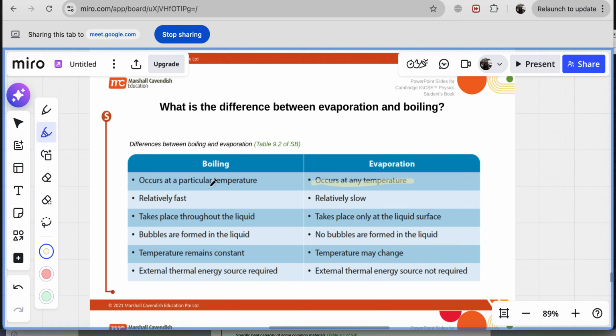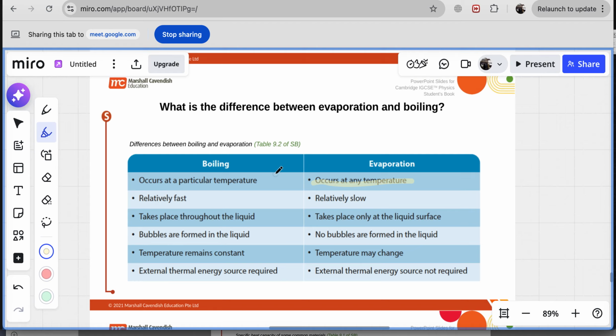But boiling, a pure substance boils at a specific temperature. For water, it's 100 degrees Celsius. For alcohol, it's 78 degrees Celsius. So one of the first differences between boiling and evaporation is that boiling occurs at a particular temperature. Every substance has its boiling point. Every matter has its boiling point. So evaporation, no, it happens at any temperature. That's number one difference. Number two difference is that boiling is very fast.